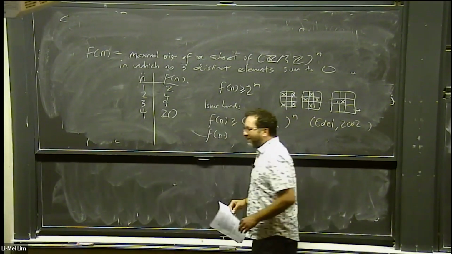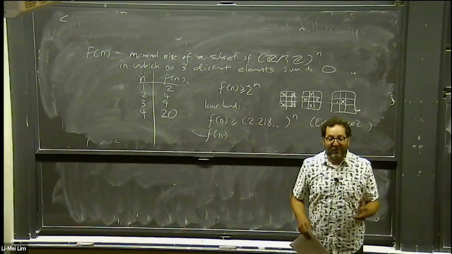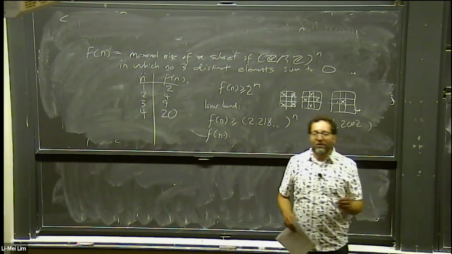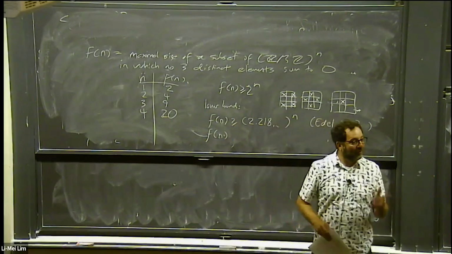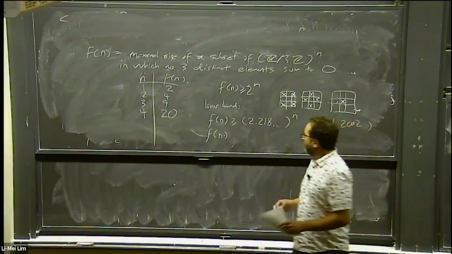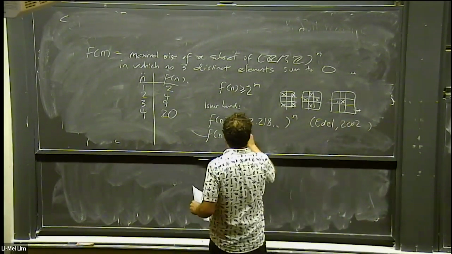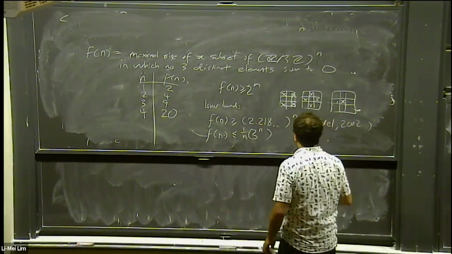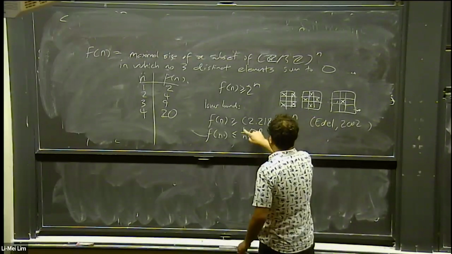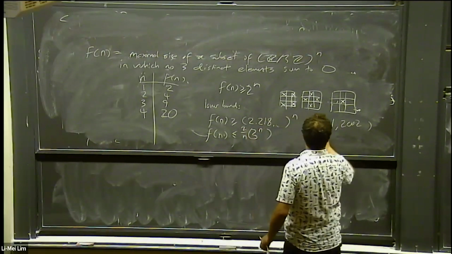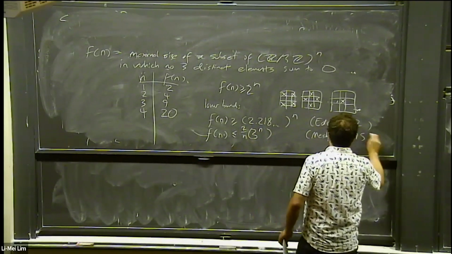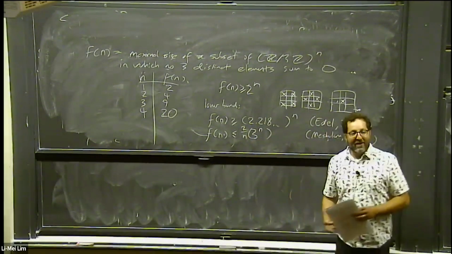For upper bounds, well, there's an obvious upper bound of 3 to the n, because that's how many cards there are. And actually, it was a long time before people could even do appreciably better than that. There was a wonderful theorem of Meshulam that this was at most 1 over n times 3 to the n. Maybe it was 2 over n, if I remember right. This is Meshulam from 1995. And it was a big open question.